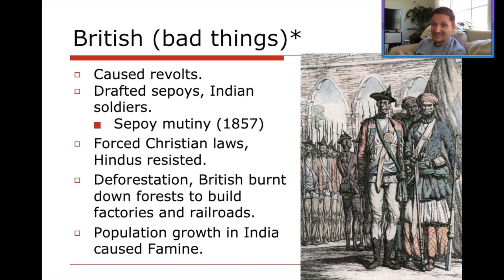Now, also deforestation, when the British are going to burn down forests to build factories and railroads, and population growth in India is also going to cause widespread famine. And that's it, okay? So that's what we're talking about. And where we're leaving off right now is the British are still in China and in India. And that is imperialism part one.